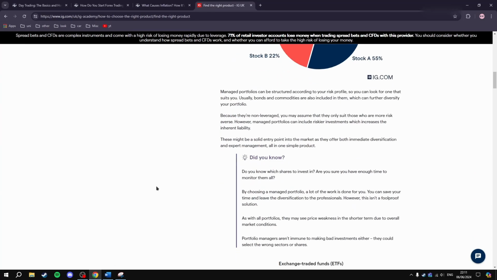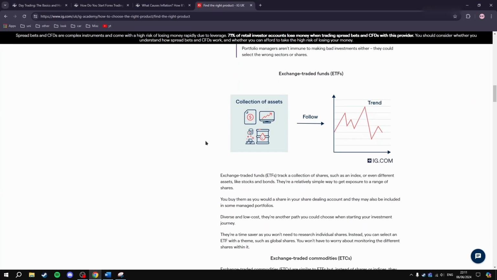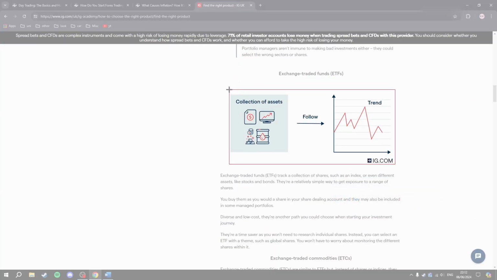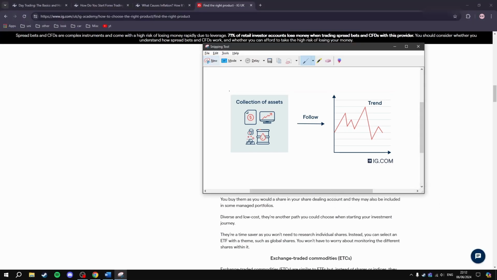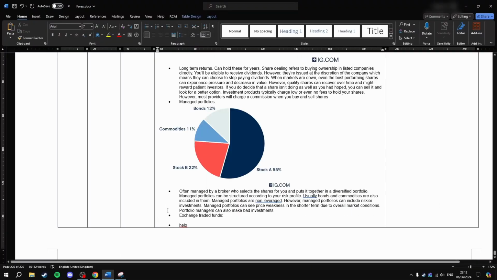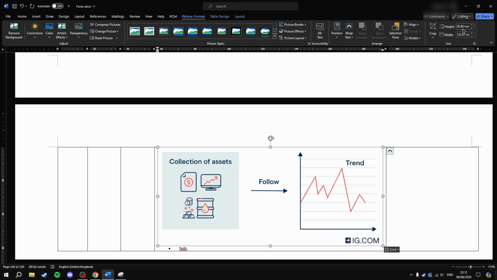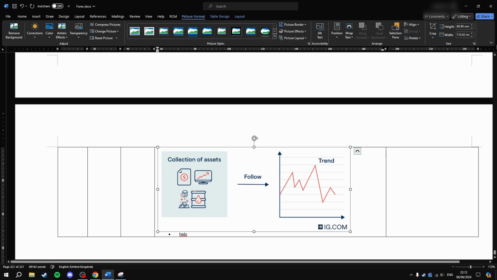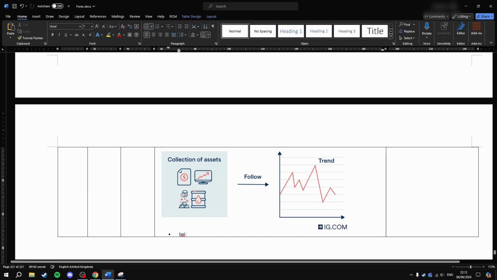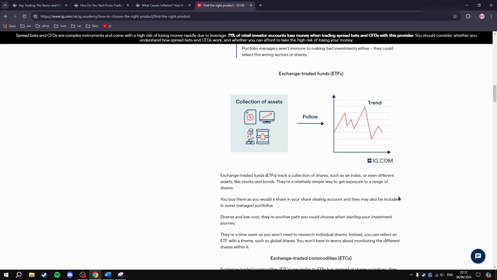And then exchange traded funds. Okay, so exchange traded funds track a collection of shares such as an index, or even different assets like stocks and bonds. They're a relatively simple way to get exposure to a range of shares.